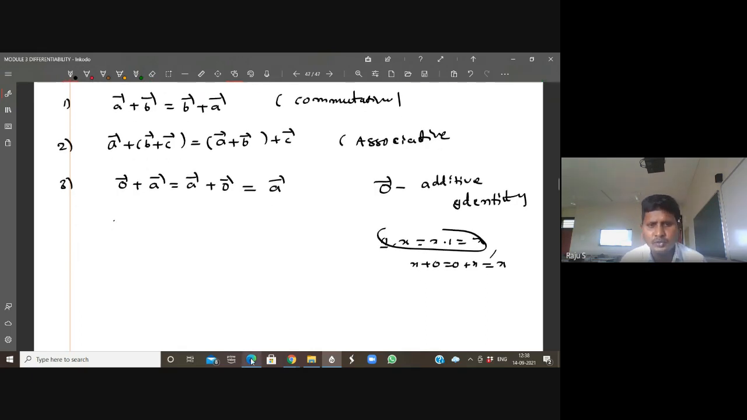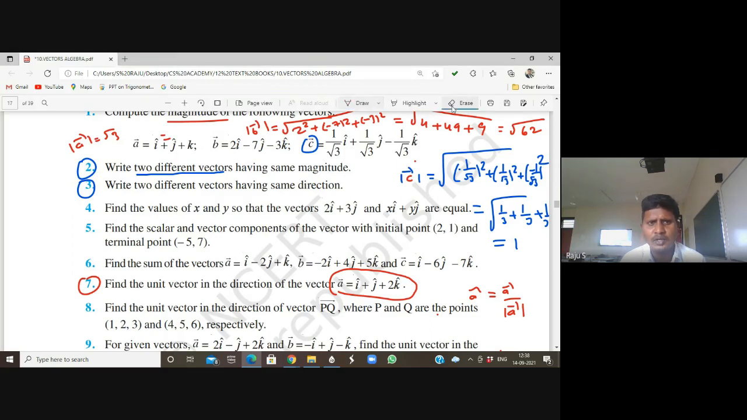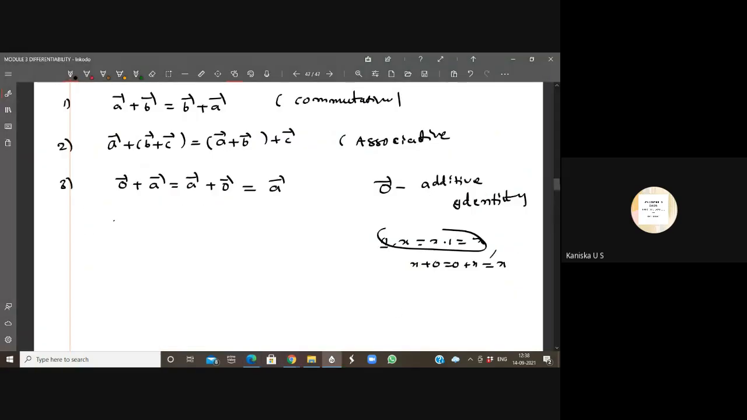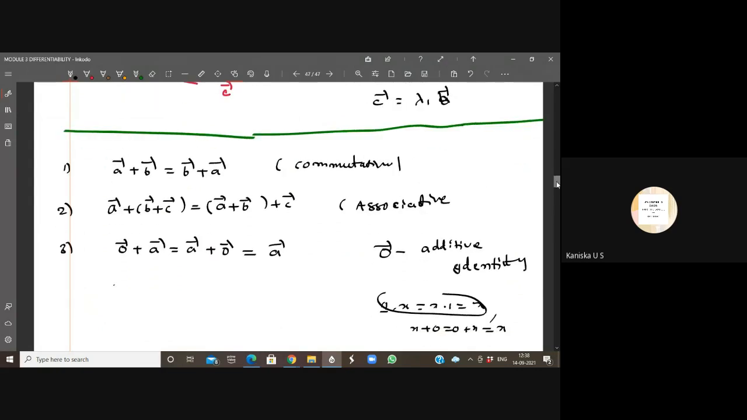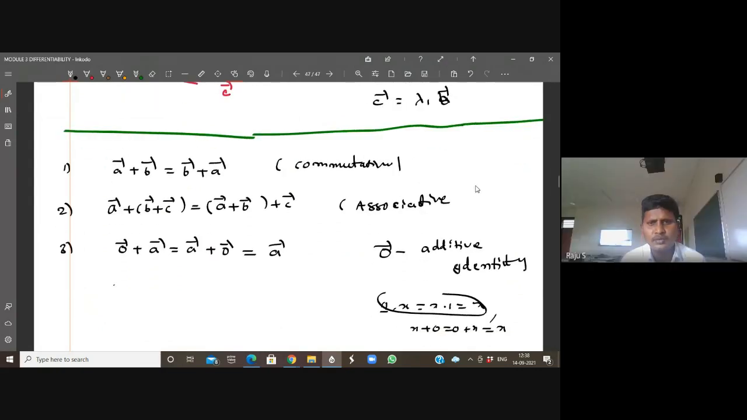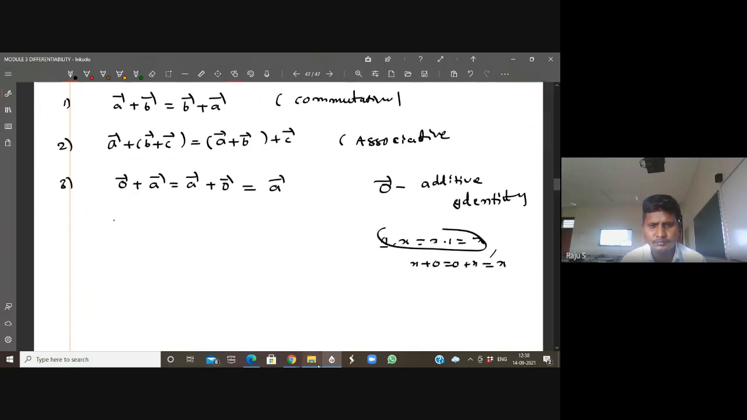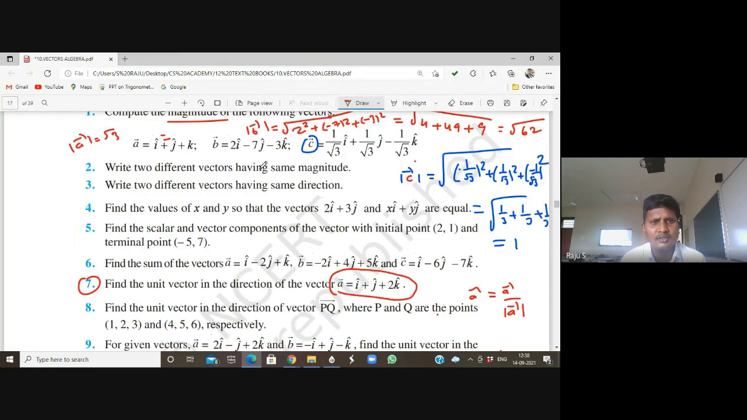And coming to the questions, I told you that it is very easy. Sum of two vectors is always a vector. Difference between any two vectors is always a vector. Sometimes 0 also can be written as 0 vector.